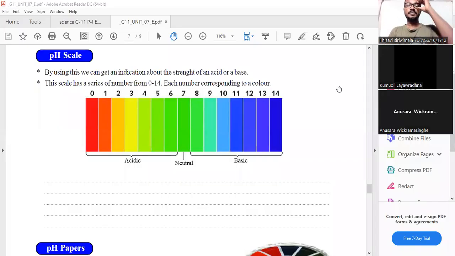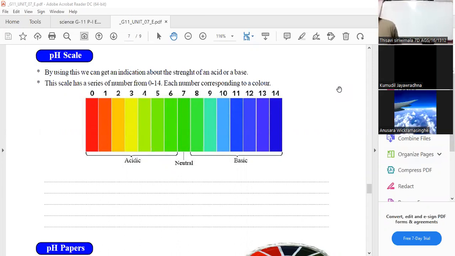Sorry. So the pH scale we have to do. In the previous day we said that by using the indicators, it is difficult to identify the strength of an acid or a base. Only the acidic or basic nature can be identified by using an indicator. For example, by using litmus papers, you can identify whether a given solution is an acid or a base. You can't get an idea about the strength. So that is kind of a disadvantage, right?